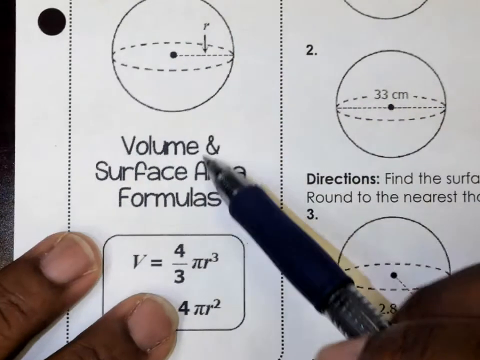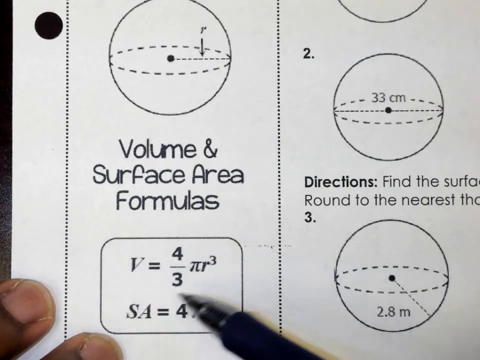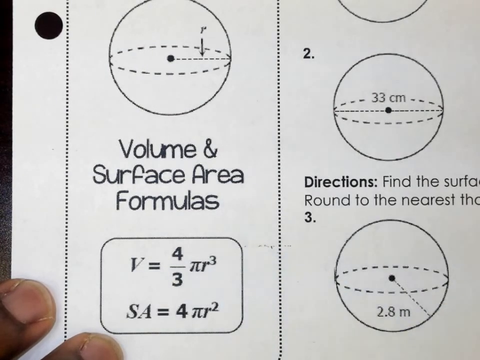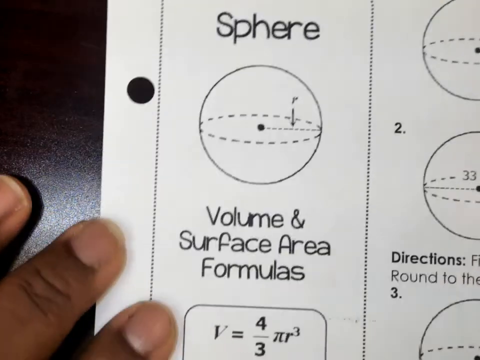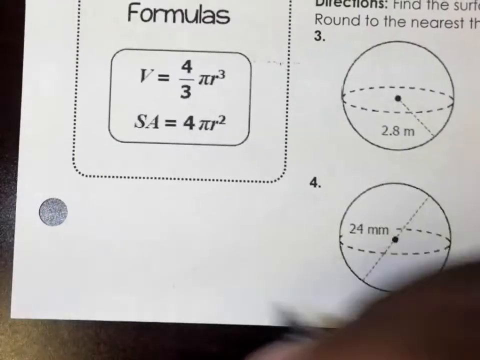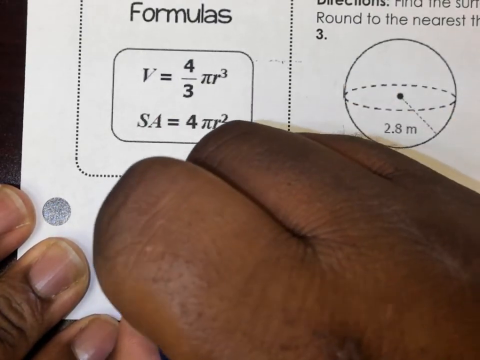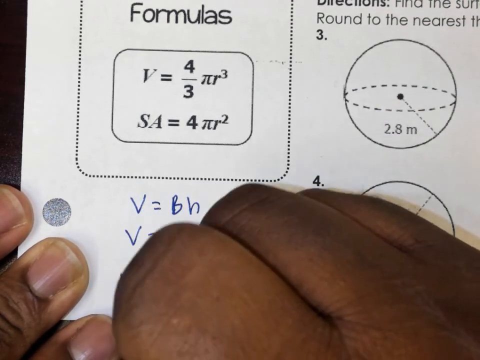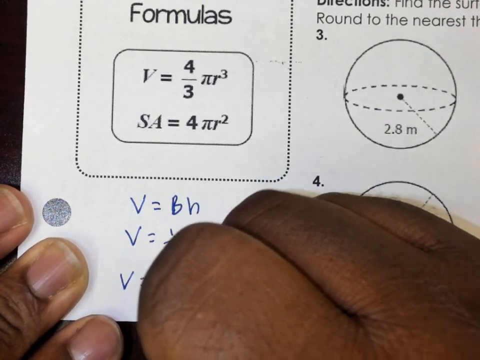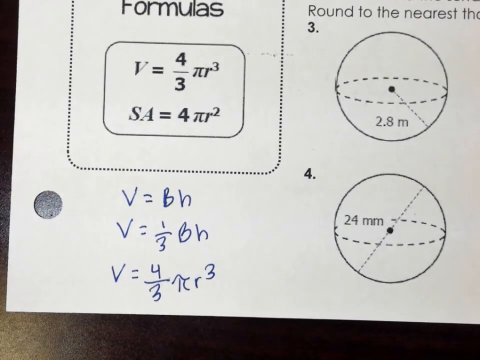Now, this one, since it's a volume formula, will be on your reference sheet. And this is how it'll look on the reference sheet, too. So it's 3 formulas y'all going to see on the reference sheet. You're going to see volume equals capital B times H. Then you see volume equals 1/3 capital B times H. Then you're going to see this new one, volume equals 4 over 3 pi r to the third power. Those are 3 volume formulas they're going to give you.